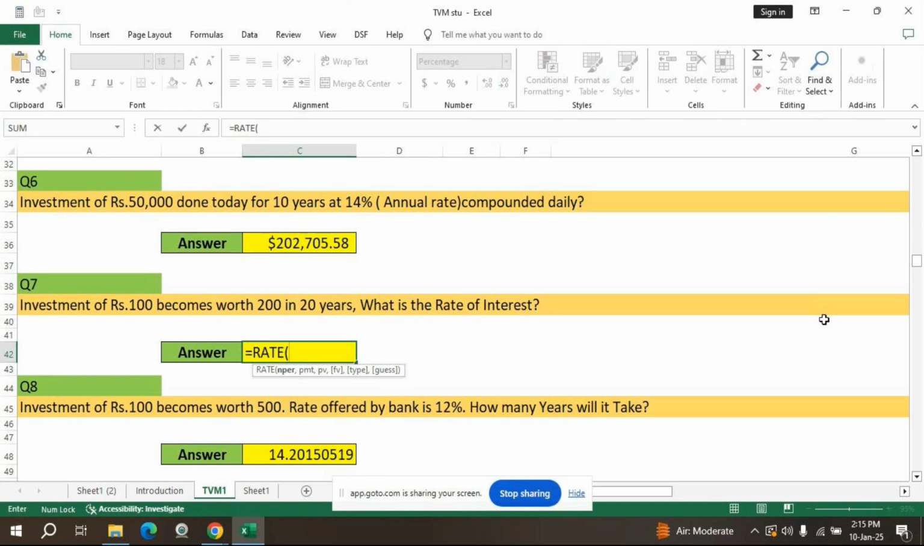Then nper, the number of periods. The number of periods is 20, right? Then comma PMT. PMT is 0. Then comma, the present value. Present value is what? Minus 100, right? So present value is minus 100. Then again comma. Future value. What is the future value?